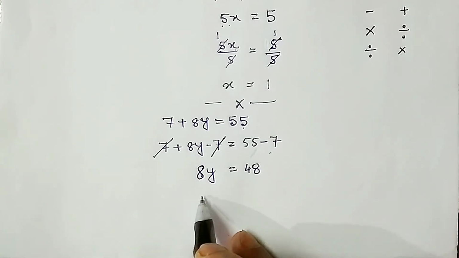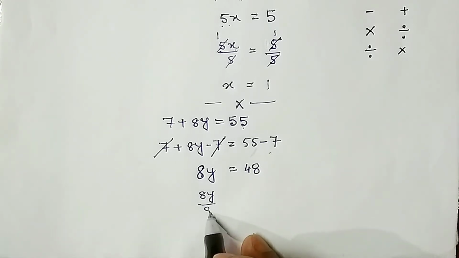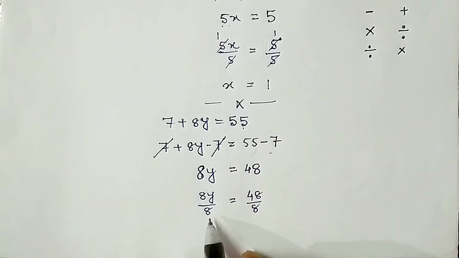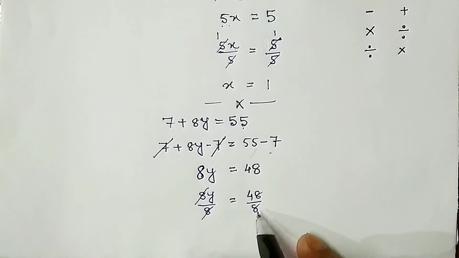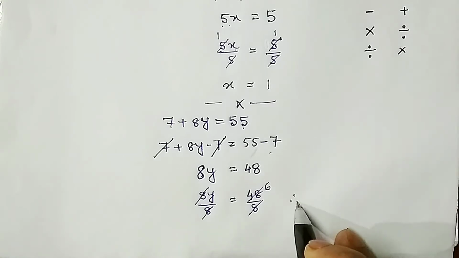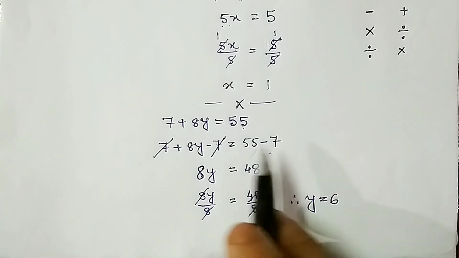So 8y, you have to divide by 8. Here also 48, you have to divide by 8. Why are we dividing by 8? So that we can cancel this 8. This 8 and this 8 cancel. 48 by 8, if I cancel, 6 eights are 48. Therefore, y equals 6. And it is the solution of this equation.